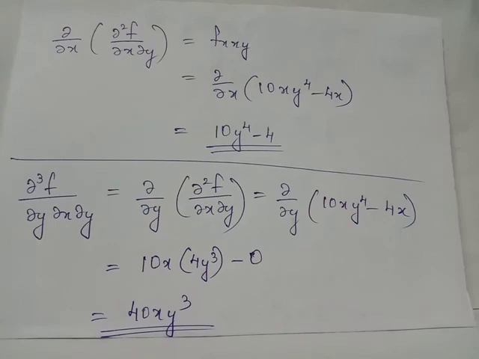In this process, we see that 10 and x are constants in the first term, and the derivative of y⁴ with respect to y is 4y³. Thus, we obtain the first term as 10x into 4y³. The derivative of 4x with respect to y treating x as a constant will be 0, because 4 and x are constants and there are no expressions of y to be differentiated. Therefore, the derivative of this constant with respect to y will be 0. Thus, we have ∂³f/∂y∂x∂y obtained as 40xy³.